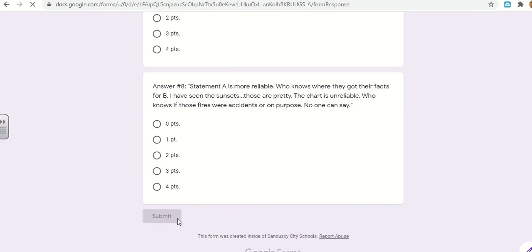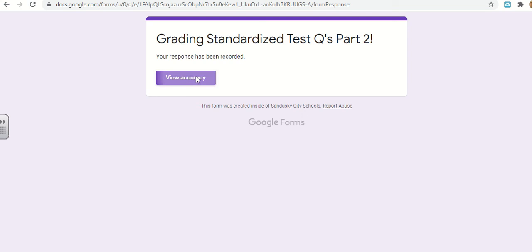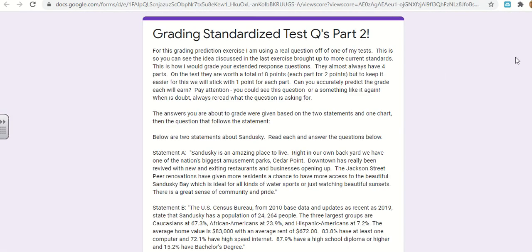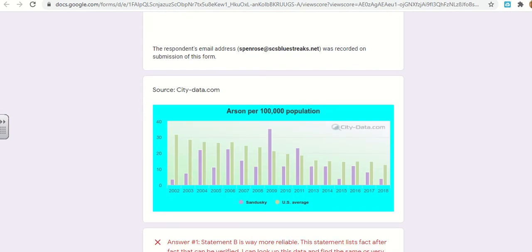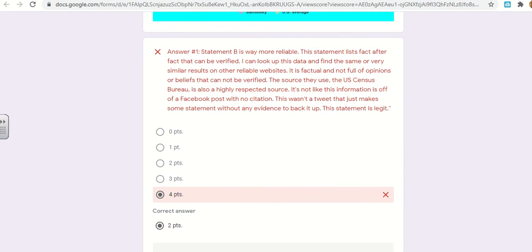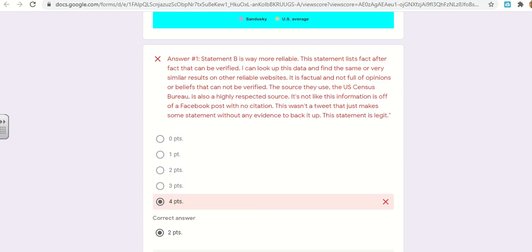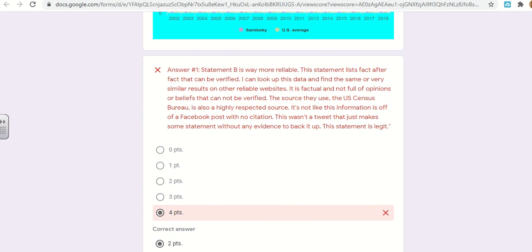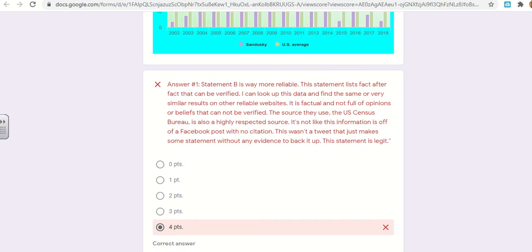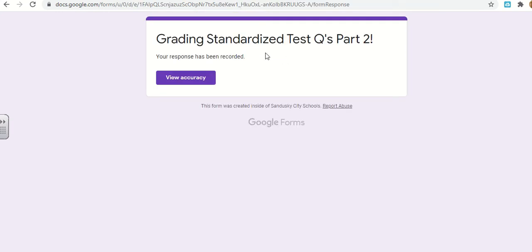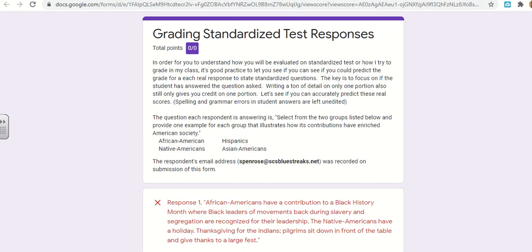And again, after you submit it, you get to view accuracy or view results. It's worded differently. And then it's going to tell you, oh, you said it was worth 4 points, that first question. It's not. It's worth 2. The person answered the first part perfectly, but didn't answer the second question about arson at all. So that's how you do that. You're basically practicing grading these results. That's all you need to do.